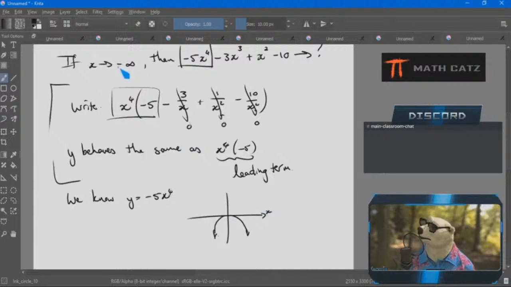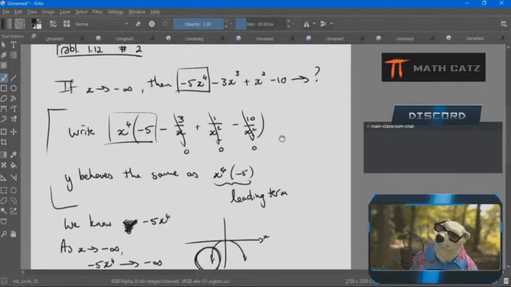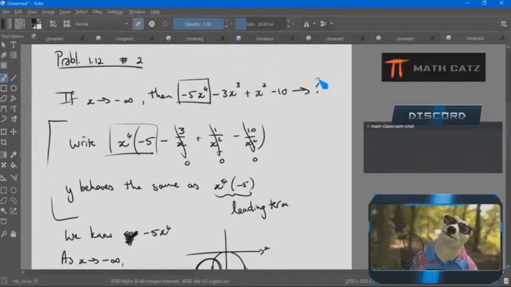So long term, I'm now looking at x to the far left. So I'm looking over here, far left, as x approaches -infinity. -5x to the 4 approaches -infinity. Because it's a transformation of my basic graph, I can easily read it off. And my original polynomial behaves the same as this basic function. So therefore I can go up and say that this question mark in the original question has to be a -infinity, because that is how the leading term behaves.